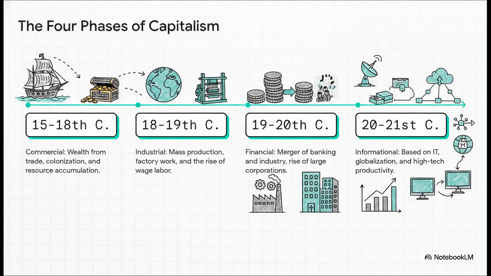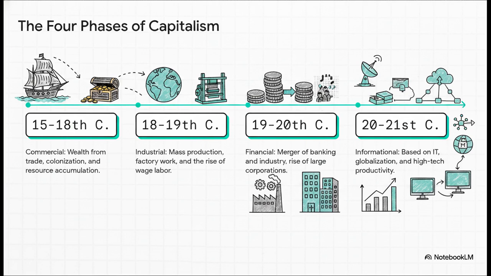And then, bam! The Industrial Revolution hits, and it completely flips the script. This ushers in industrial capitalism from the 18th to the 19th century. Suddenly, the focus shifts from just trading things to actually making things on a massive scale in brand new factories, and this created a whole new social structure, with the workers, the proletariat, and the factory owners, the bourgeoisie.